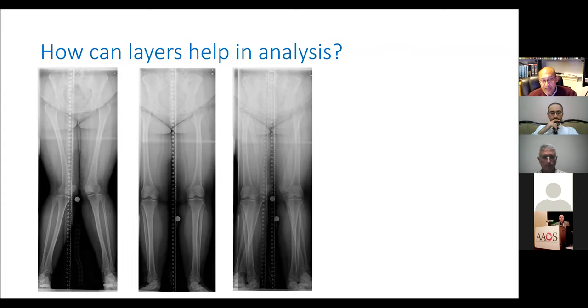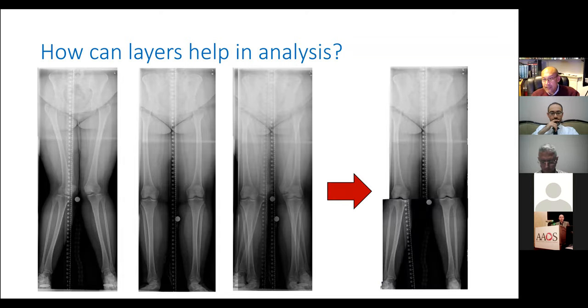So by working with software programs that give you the ability to work in layers, you can combine the two images: take the femur from one correct image, take the tibia from the other correct image, combine them, and now you have removed the effect of the malrotation. And you can see for yourself then whether there is a true angular deformity present in the femur or the tibia. Here you have an AP femur, AP tibia.